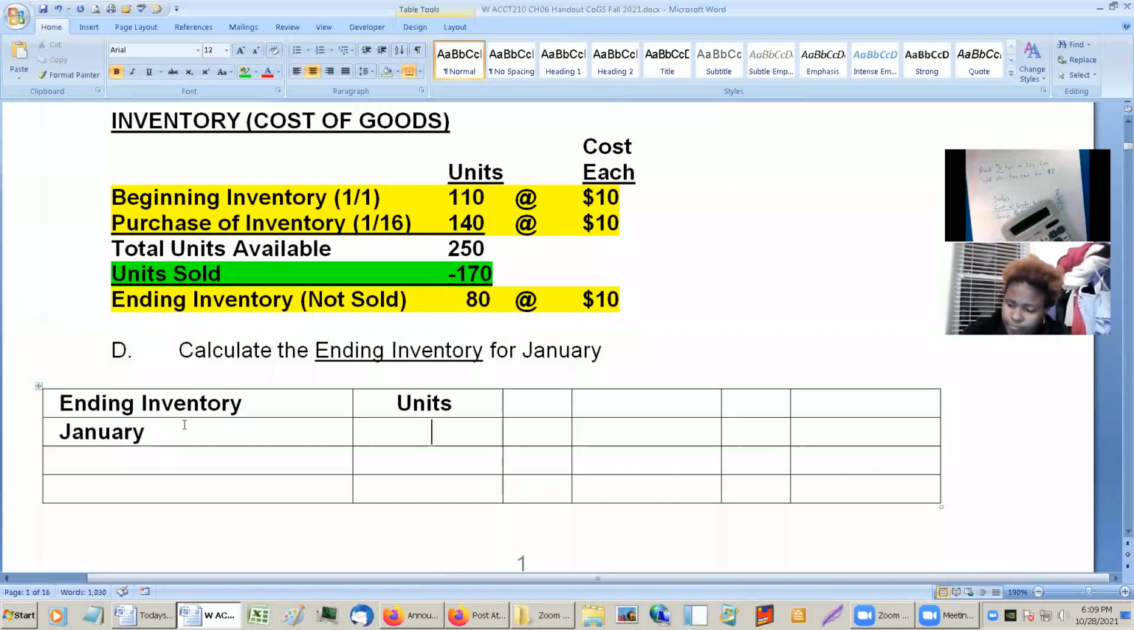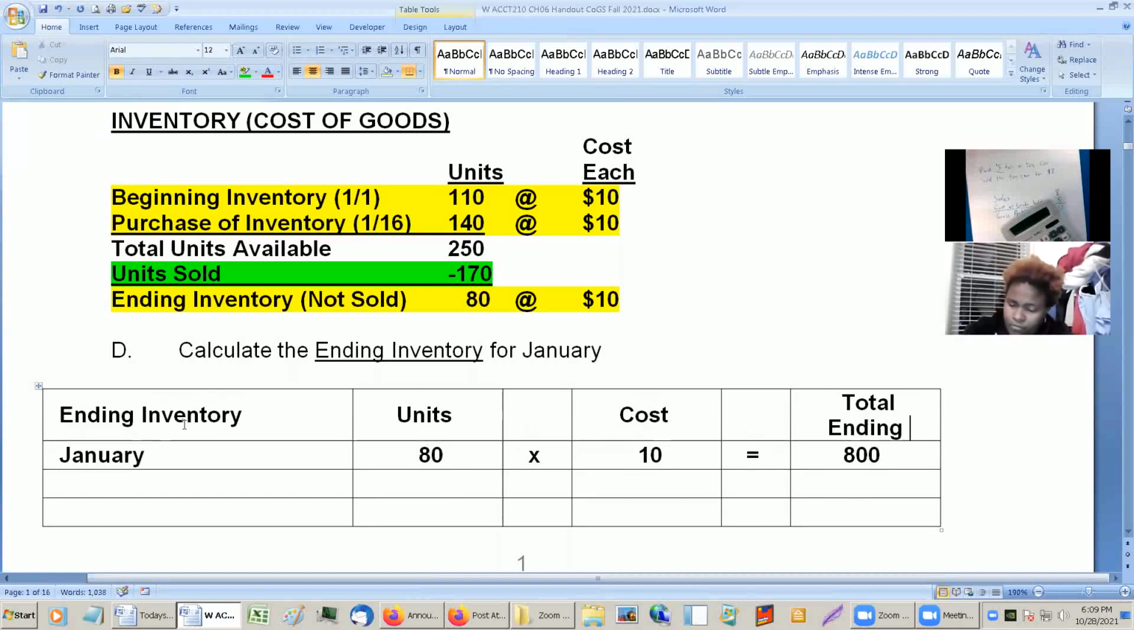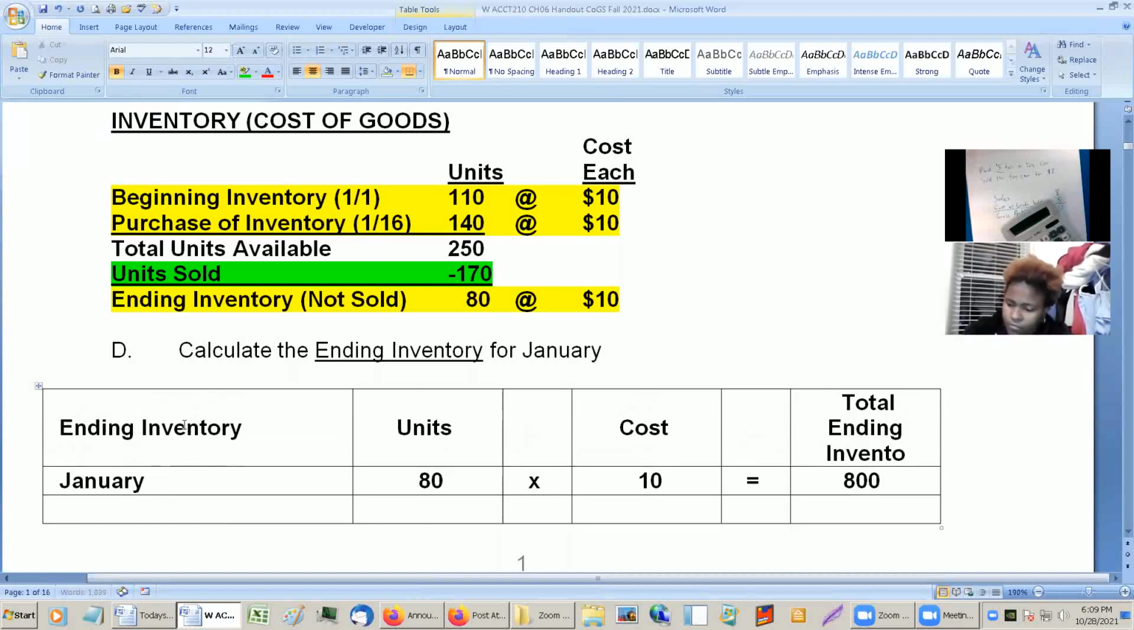So we have 80 units, and the cost is $10, which is 800. So this will be the total. Probably more accurate, the total cost of our ending inventory.